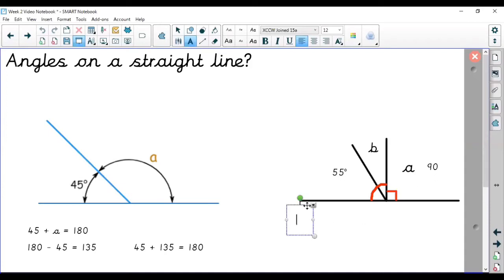So now this becomes 55 add 90 add B equals 180. So now it's a missing number problem. So I would do 180 subtract 55 subtract 90 equals, and then I'll be able to find my missing number.